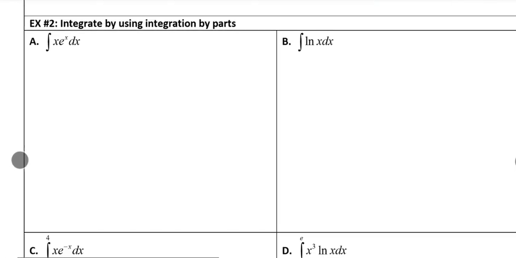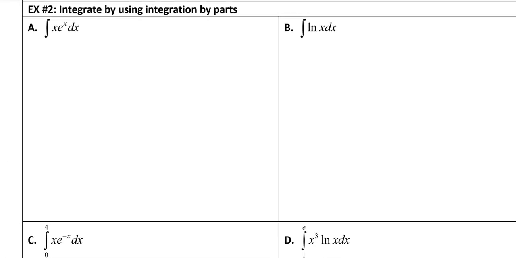Okay, so how does this work? The first couple are pretty straightforward, so it'd be nice to get the formula down so we can go through this.